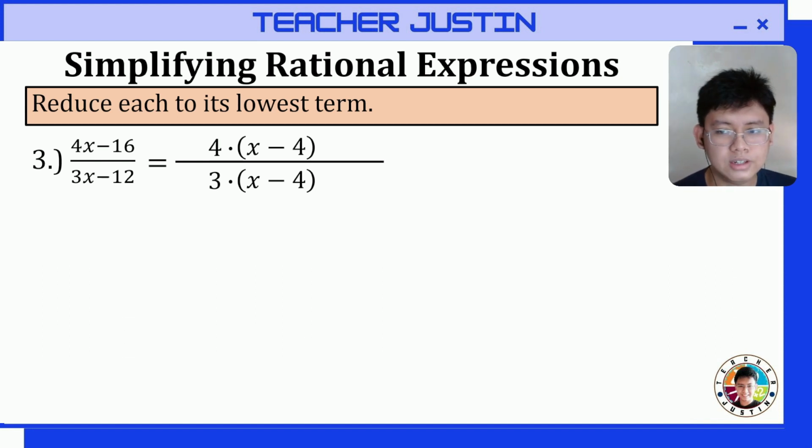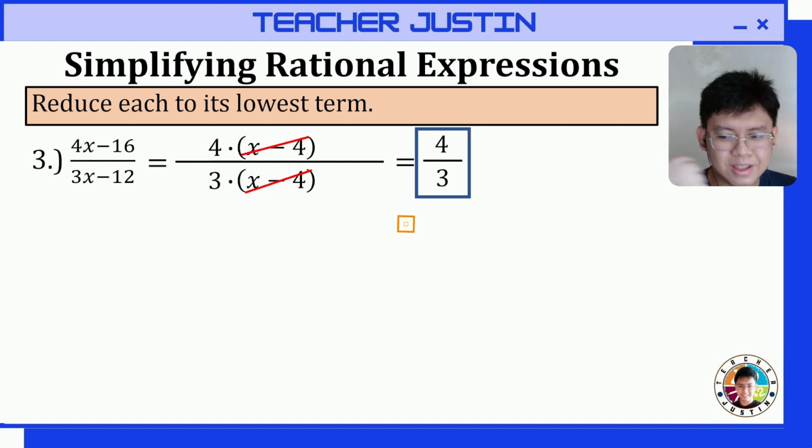So, yung common factor natin is they have x minus 4. So, cancel natin yung x minus 4. Let's copy the remaining factors. So, sa numerator, ang natira is 4. Ang denominator natin, ang natira is 3. So, our final answer will be 4 over 3. And that's it. Tada! Alright.